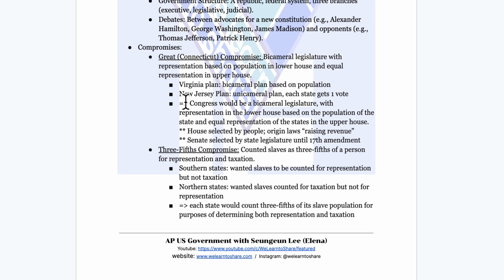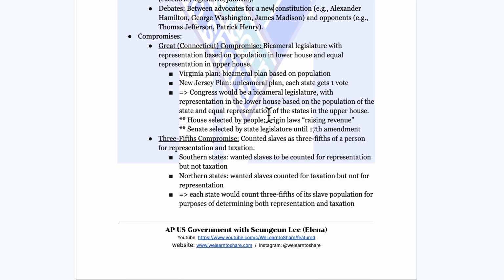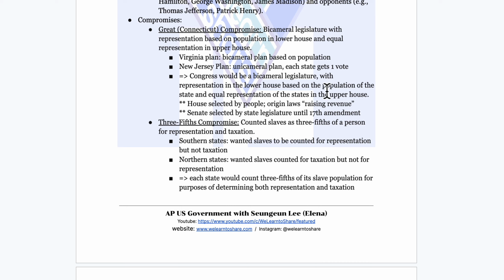So there was another plan called the New Jersey Plan, which called for a unicameral legislature, holding that every state, regardless of size or population, would get one vote each, so equal. And then the Congress combined these two different plans into the Great Connecticut Compromise, in which they would have a bicameral legislature. You can see how the Virginia Plan is reflected in the lower house because it is based solely on population, and the New Jersey Plan is reflected in the upper house because it operates with equal representation, with two people from each state.